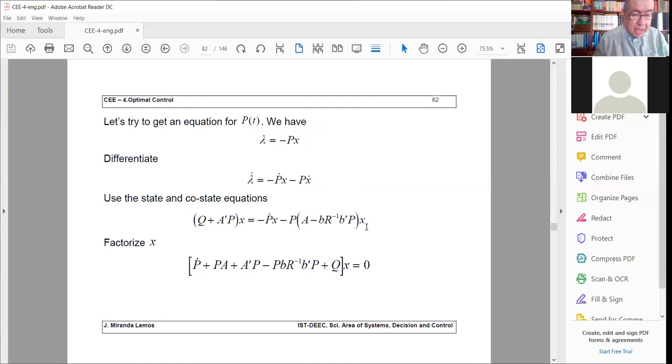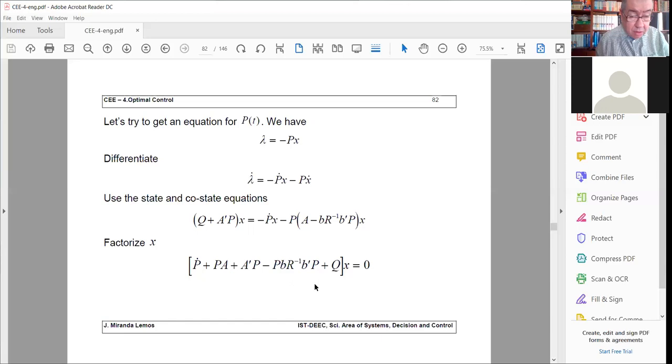Now, everything multiplies by x. So you can rewrite this equation in this form. Between the square brackets, you have an expression which depends on P dot and P, and of course on the constant matrices A, B, R, and Q, but these are constants. And this multiplies by x, and this product is zero. Now you want this to be zero for any state x. For this to be zero for any state x, the term between square brackets must be zero.